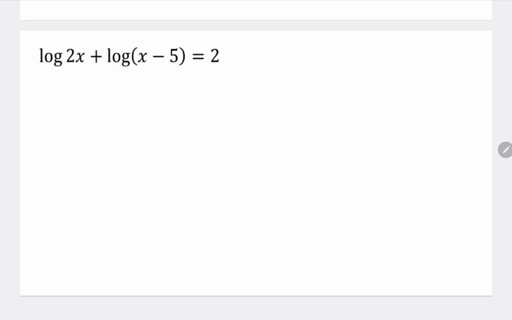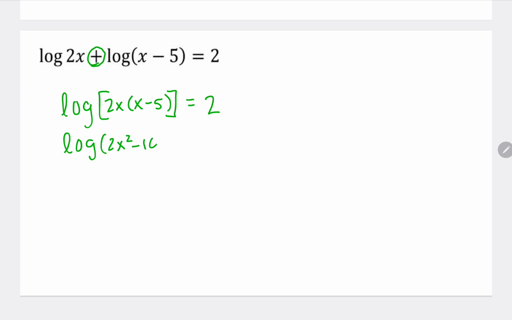One more example, and this last one is a little trickier because there are 2 logs on the left side of the equal sign. So what we need to do is use properties of logs in order to take those 2 logs and condense it into 1 log. So the properties of log says that if you have addition, that's the product property. So I can multiply 2x times x minus 5 when condensing those 2 logs into 1 log, or 2x squared minus 10x.